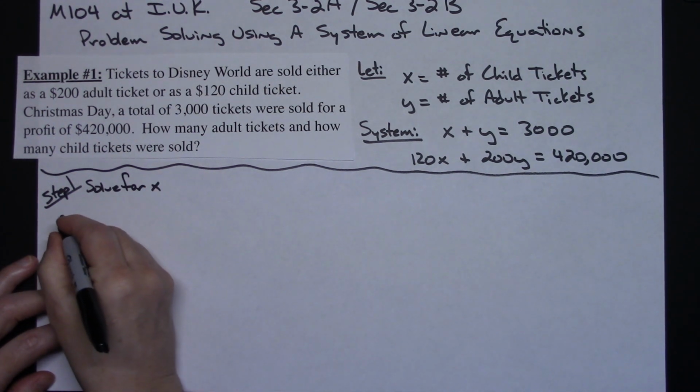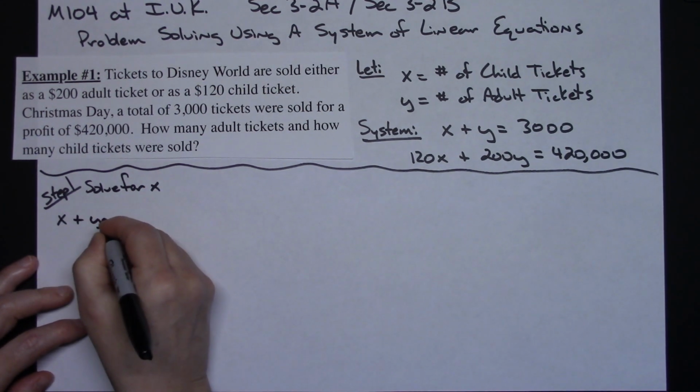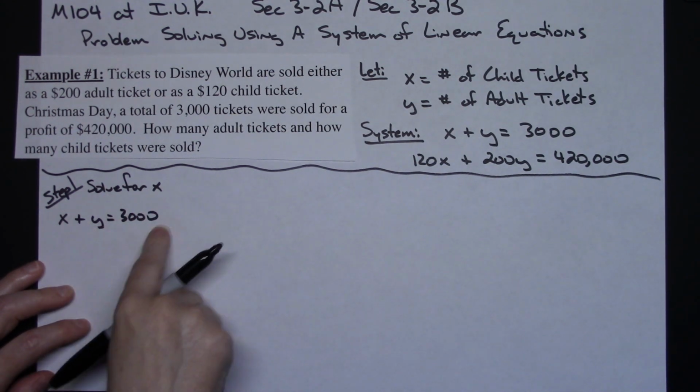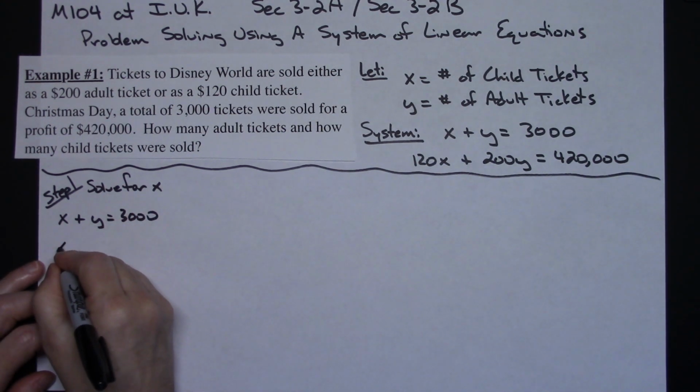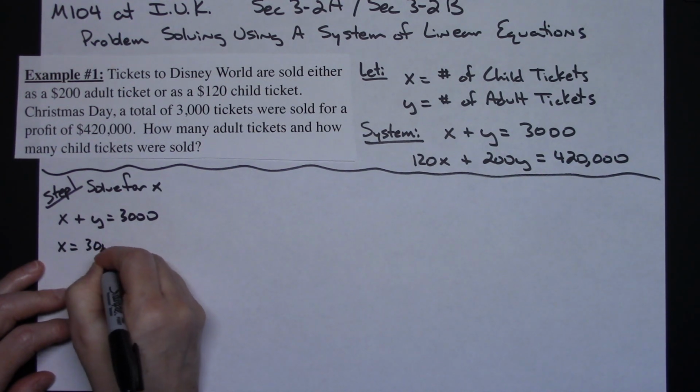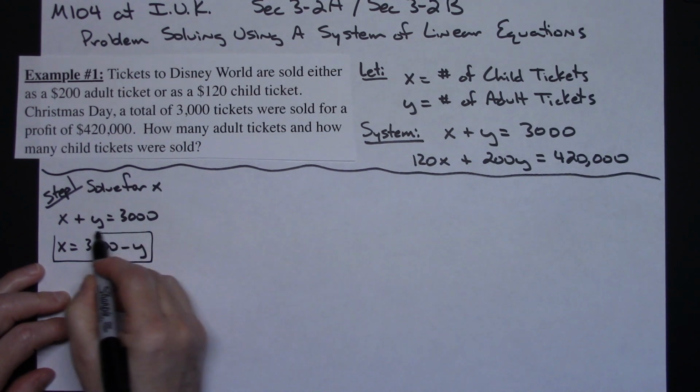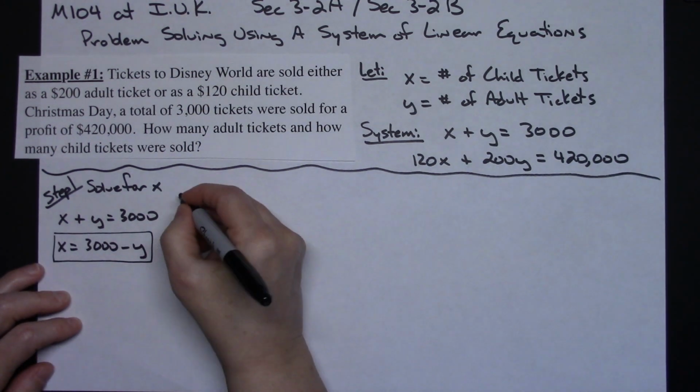Okay, so I'm going to take that top equation, x plus y equals 3,000. I'm going to solve for x, which means I'm going to subtract y from both sides of the equation. So I'm going to have x is equal to 3,000 minus y. Okay, so I have solved for x. Alright, now my step two.